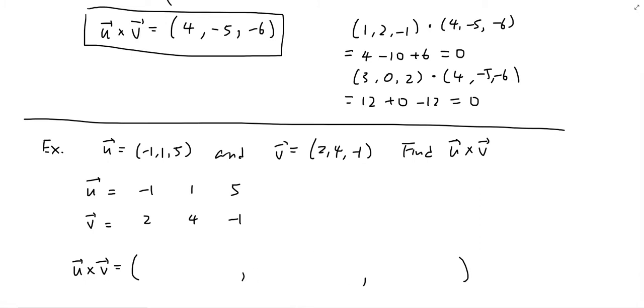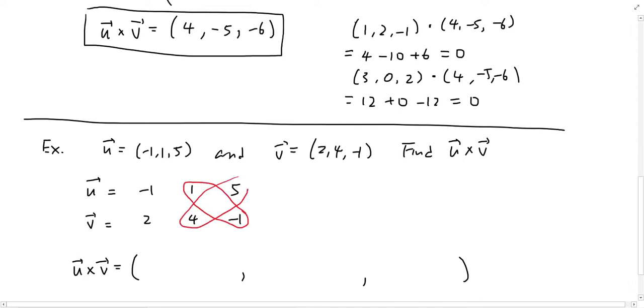So the first number is actually right here. The first number is formed by this cross right here, where you take these two numbers, and then subtract the product of these two numbers. So therefore, the first number would be 1 times negative 1 minus 4 times 5.